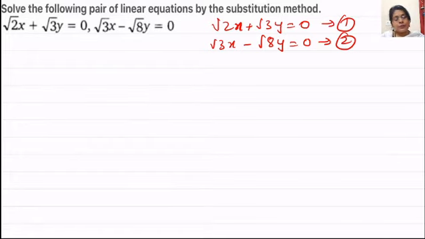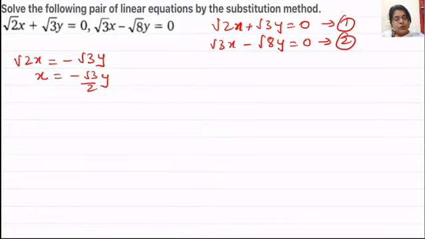Let us take the first equation. In the first equation, root 2x, we will take root 3y that side, so it will become minus root 3y. So what will it become? Root 2x means root 2 into x. So this root 2 will go that side, it will divide. So it will become minus root 3 by 2y. So we have got the value of x in the form of y.